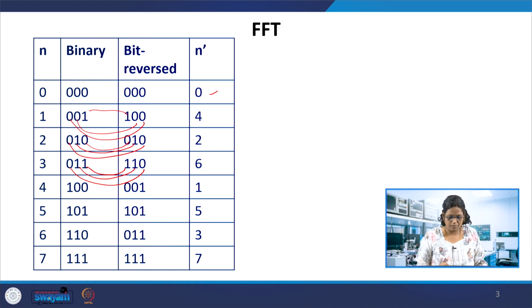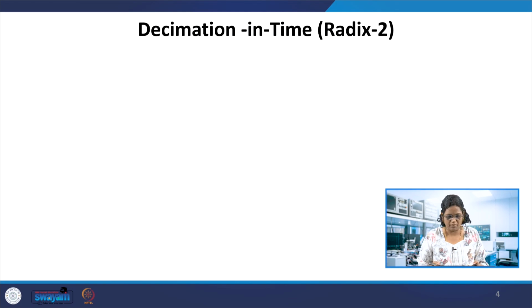From this knowledge of bit reversal, how are we going to use it in the FFT algorithm? FFT algorithms can be of different types, not only restricted to radix 2; there can be radix 3, radix 4, and so on. The simplest one is radix 2, and we have two types: decimation in time and decimation in frequency. In the DIT algorithm, we separate the samples in the time domain into even and odd separation. Divide and conquer is performed in the time domain.